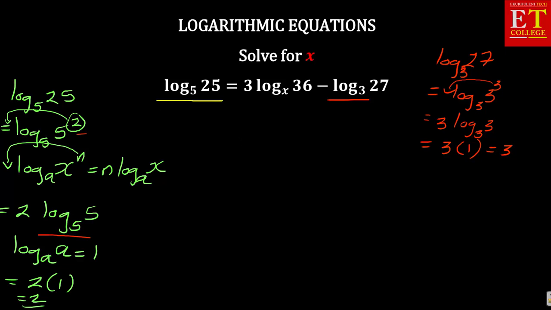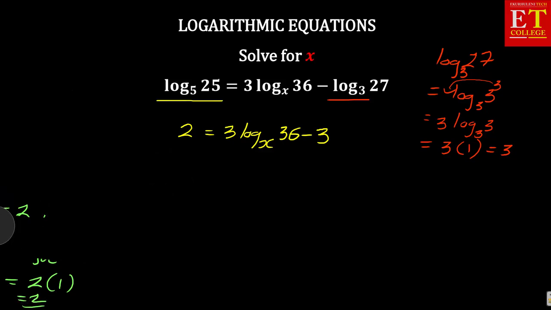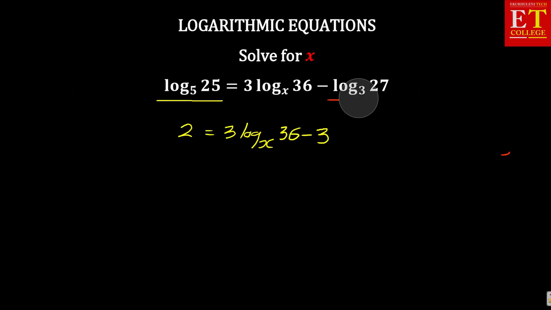So you can see that this expression on its own is actually much simpler. Where there was log base 5 of 25, now we have 2 is equal to 3 log base x of 36 minus 3. Are you seeing that? Let me just clear up, because you saw how all this happened, so that I can have a clean board.